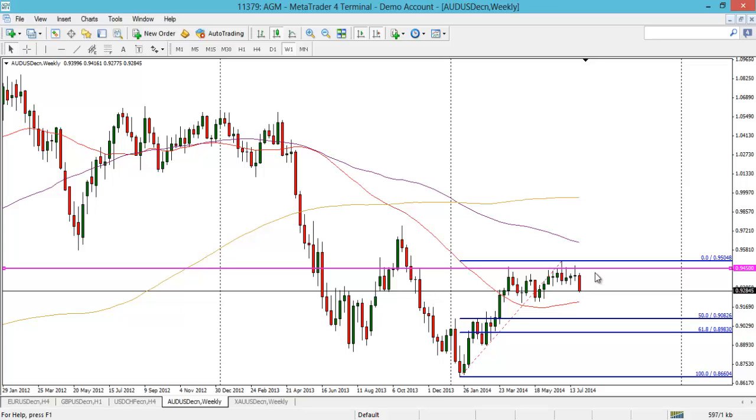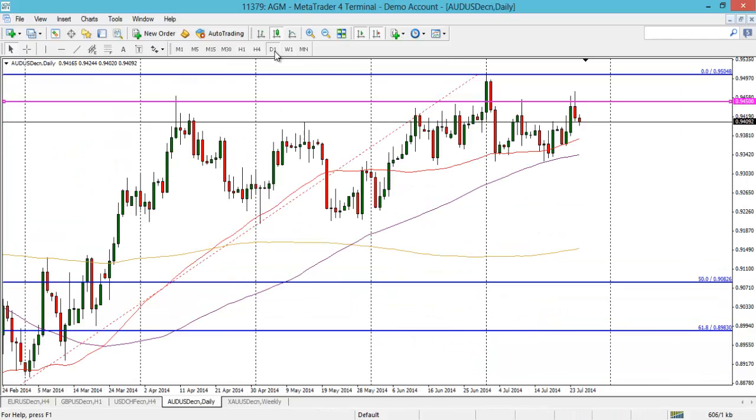Of course, we're still a long way away from that. In fact, we're about 200 pips away from that, but you never know, a strong NFP number today could weigh on the Aussie, and we could get down quite near that. And of course, keep an eye on the 50-week moving average as well. So that's the view on the weekly chart.